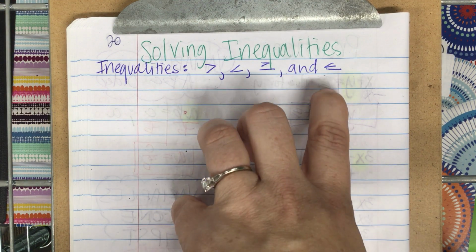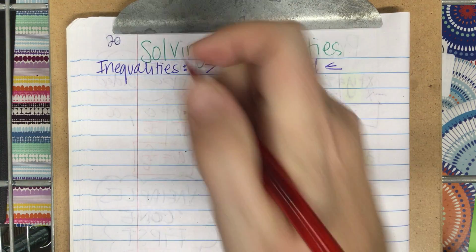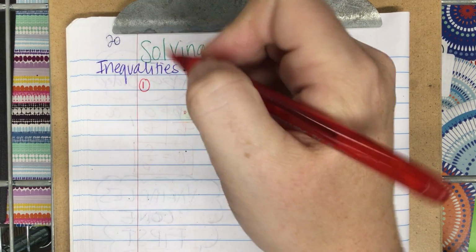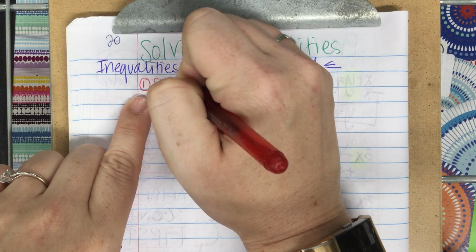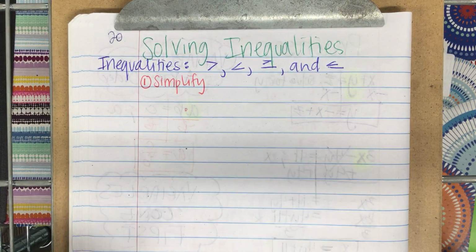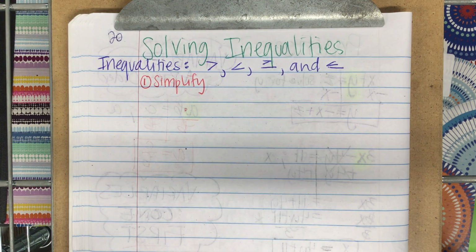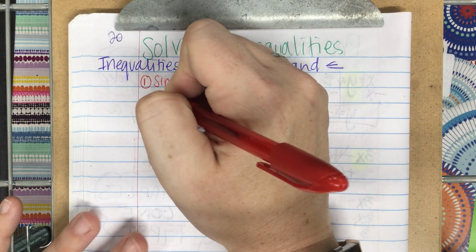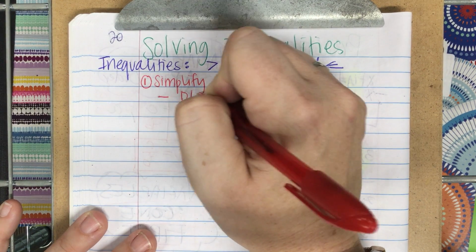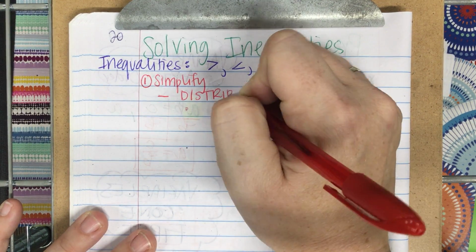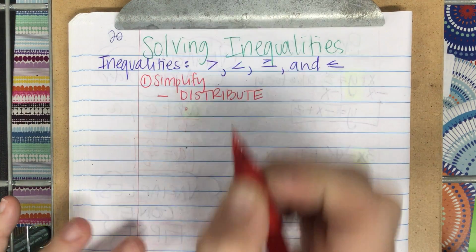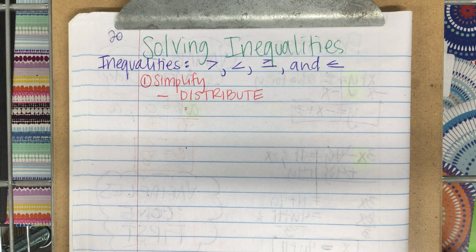So we treat it just like it's an equal sign. When we're solving an inequality, we still need to ask ourselves to simplify first. And when we simplify, the first thing we do is to distribute if there are parentheses. You might not have to distribute. We ask ourselves, do we need to simplify? And the answer could be yes, or it could be no. We don't need to distribute.